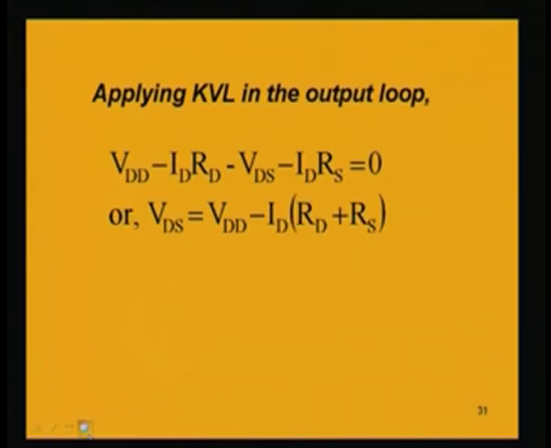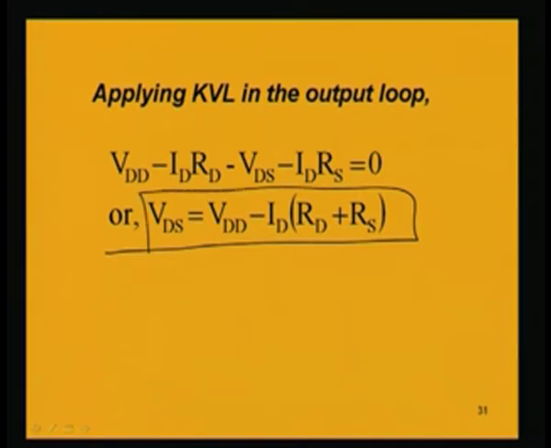So, we get an equation given by VDS equal to VDD minus ID into (RD plus RS). This equation is the key equation governing the drain to source voltage. So, once you know the DC drain current, we can find out the DC drain to source voltage.